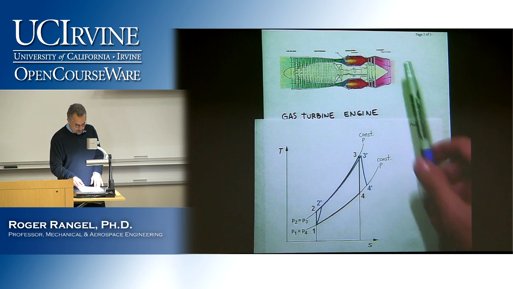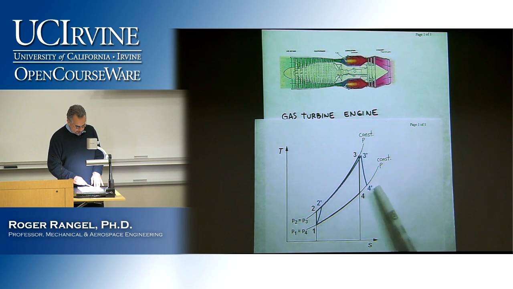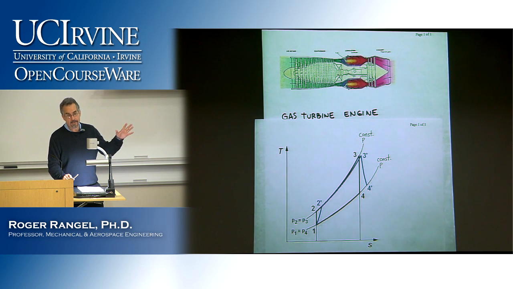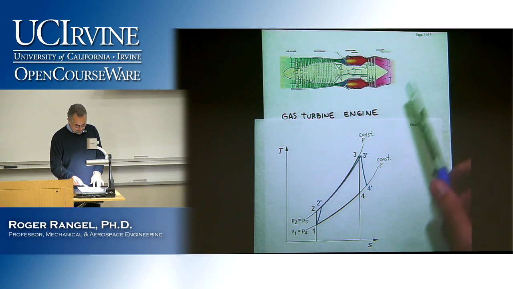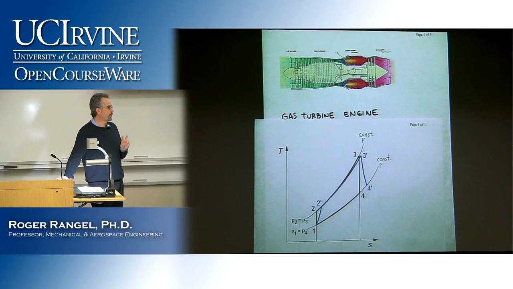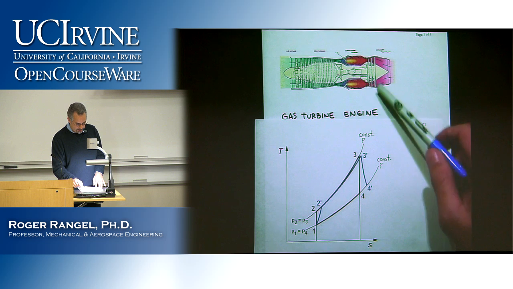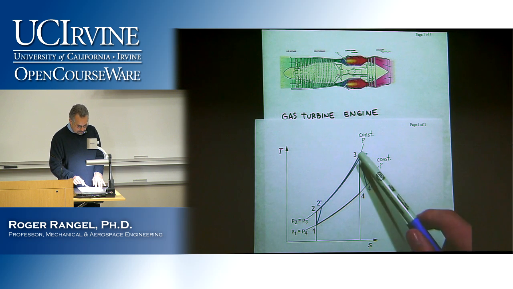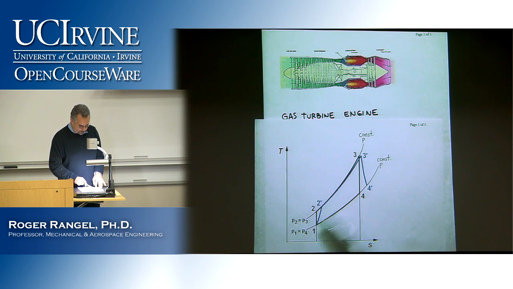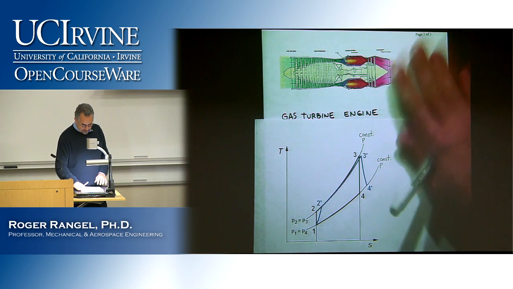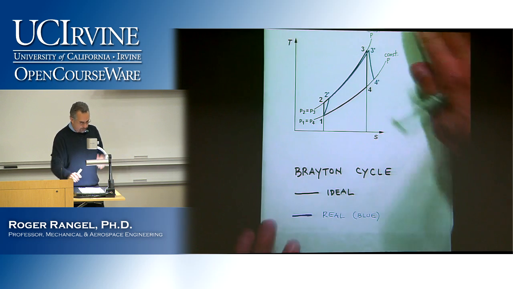Now, in the real engine, there is no going from 4 prime to 1 because the exhaust goes out. You don't really bring the exhaust back out into the front. You just leave it behind. But in the ideal cycle, when you first study this type of cycle for a heat engine, for a jet engine, you actually pretend that you're going from 4 to 1, and you close the cycle that way. This cycle is called a Brayton cycle, just so you know.